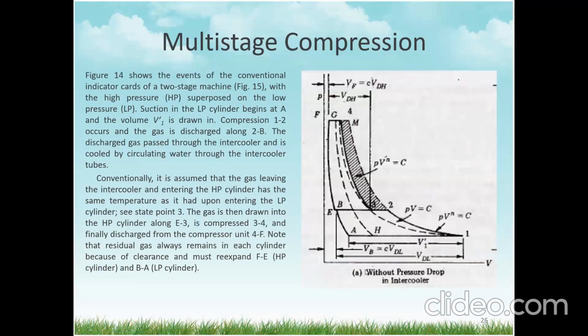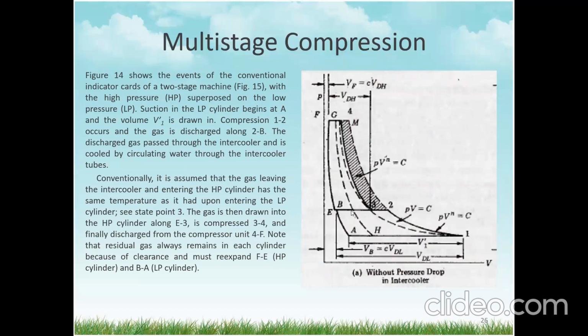Figure 14 shows the conventional indicator cards of a two-stage machine with the high pressure HP superposed on the low pressure LP. Suction in the LP cylinder begins at A, and the volume B1 prime is drawn in. Compression 1 to 2 occurs and the gas is discharged along to B. The discharged gas passes to the intercooler and is cooled by circulating water through the intercooler tubes.